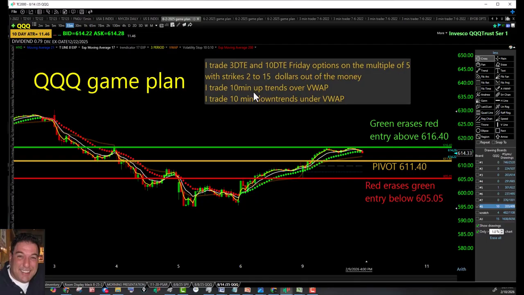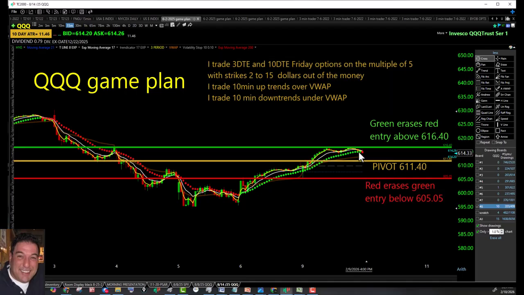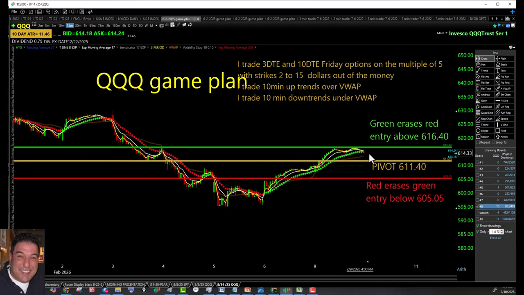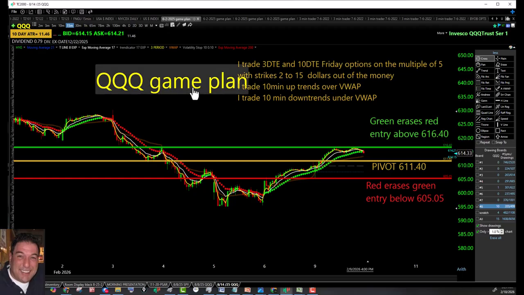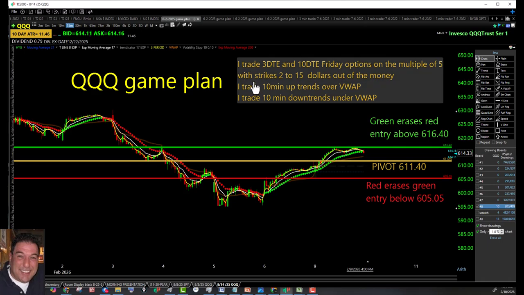This is QQQ. Green erases red. So we've got the pullback from yesterday. If the bulls come in and rally price back up to that point and beyond, that will be a green erases red entry right there, over 616.40. Okay, that's the QQQ game plan. I'm going to go over this when I do the SPY, because they're both going to be the same.